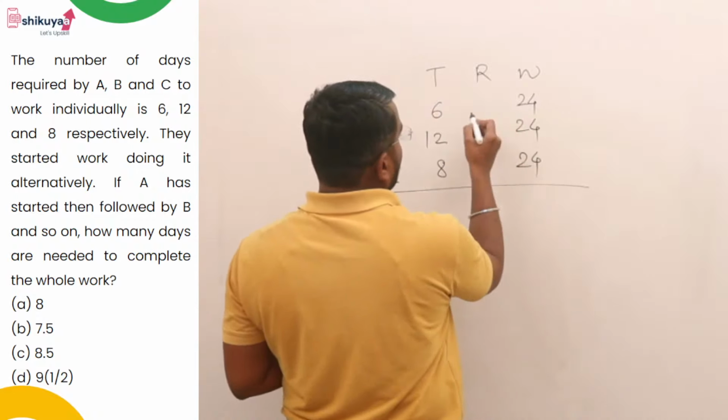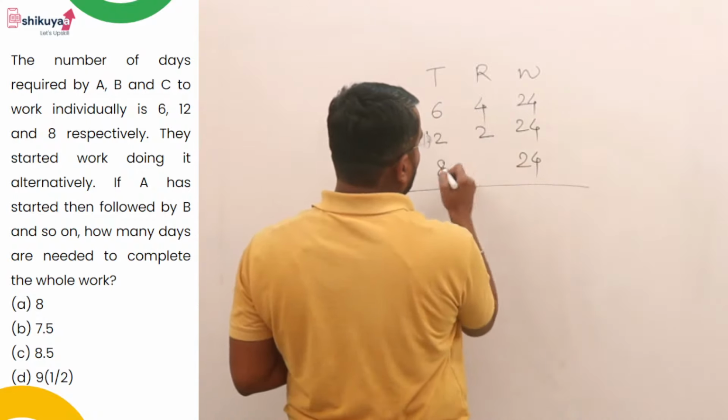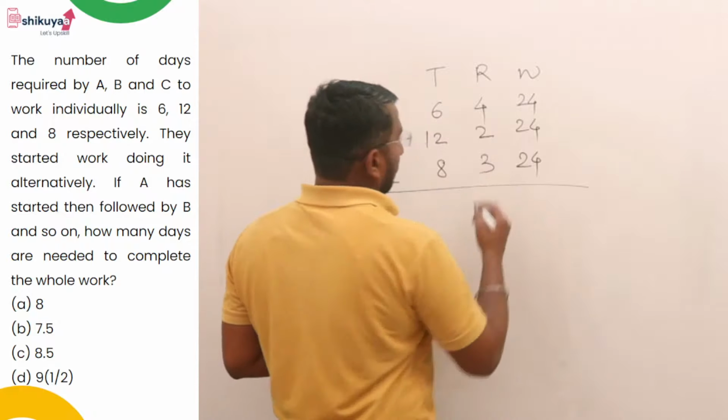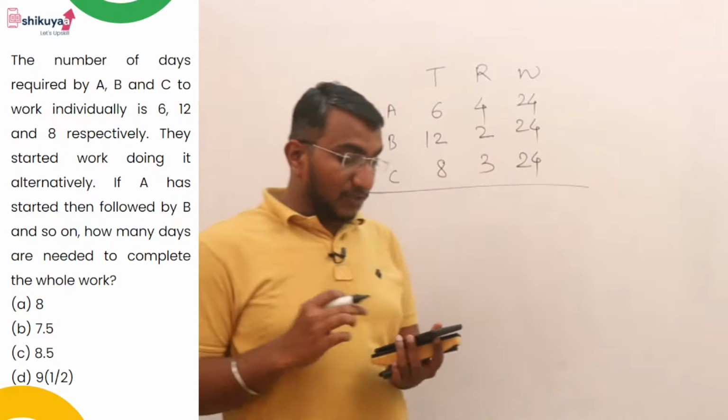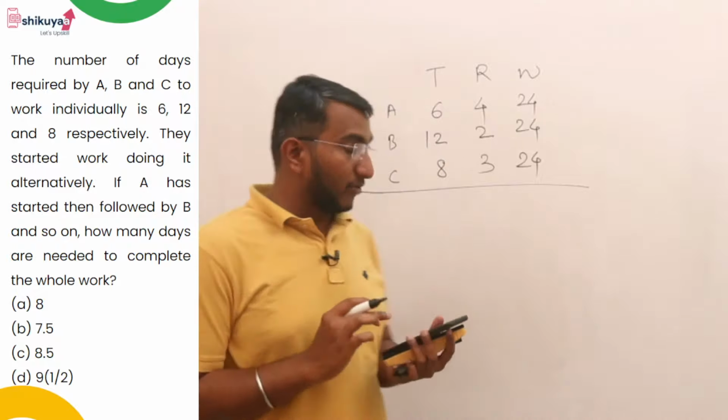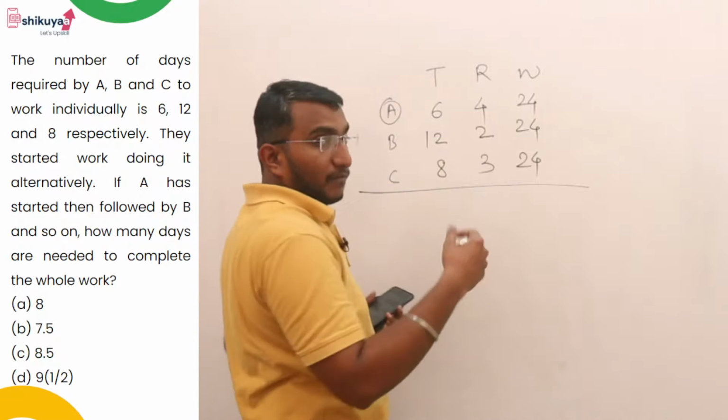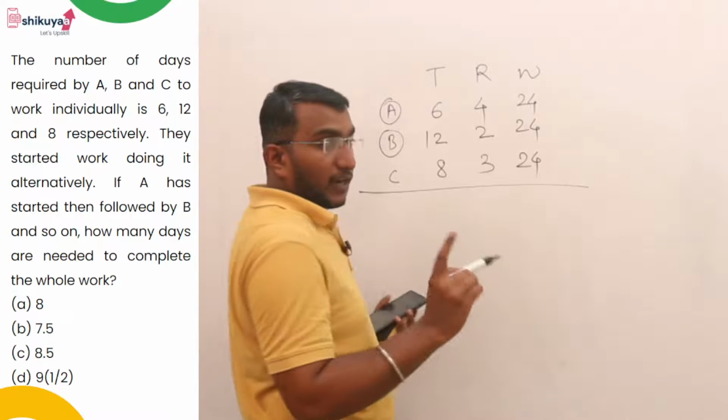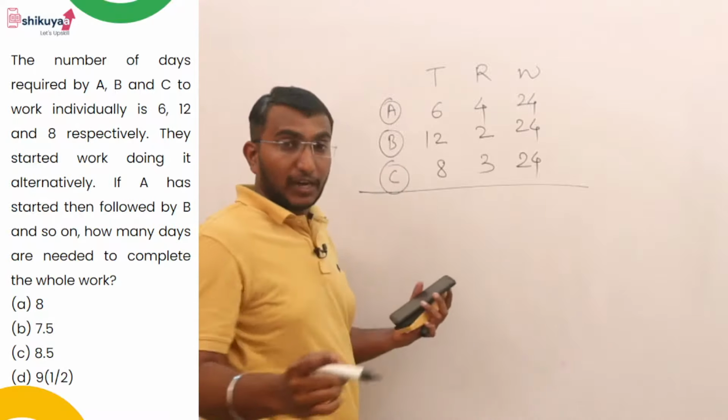Okay, so here the rate is 4, here it is 2 and here it is 3. So what they have given further, they have started working alternatively. Alternatively means A has worked for 1 day, then A left, then again B worked for 1 day, B left, C worked for 1 day, C left.